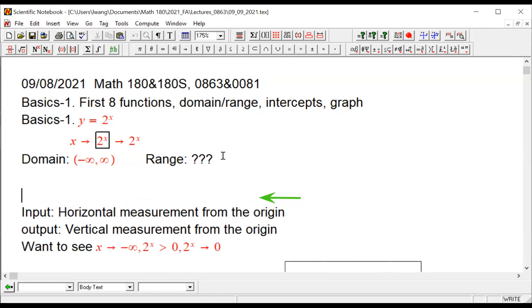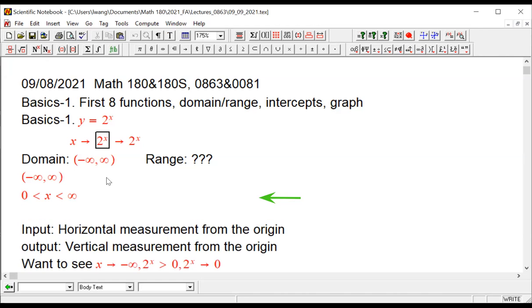Okay. We got some responses, and I really appreciate that. Jacob says from negative infinity to positive infinity. Right, and there's another response on the chat from Wilbur: x is less than infinity, and 2 to the power x is greater than 0.